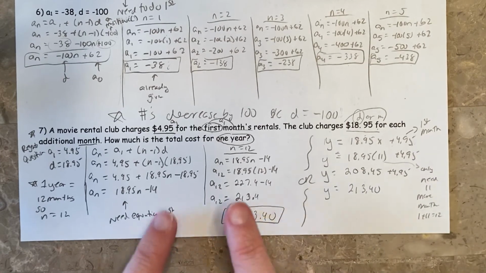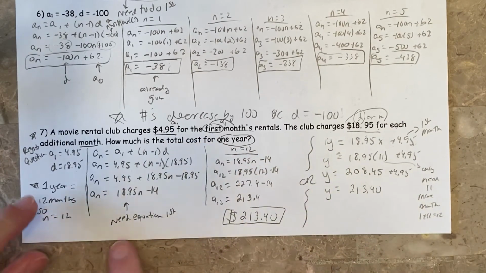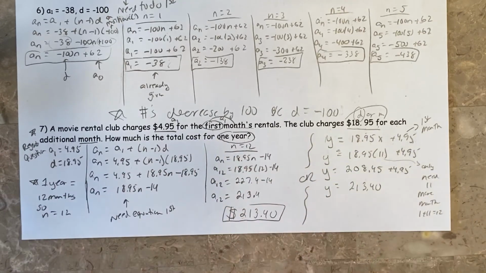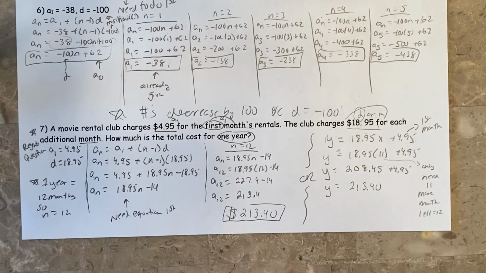Okay, I think this one makes more sense just because you're used to figuring out the formula and plugging in, but this was also acceptable. So $213.40 is the final answer.